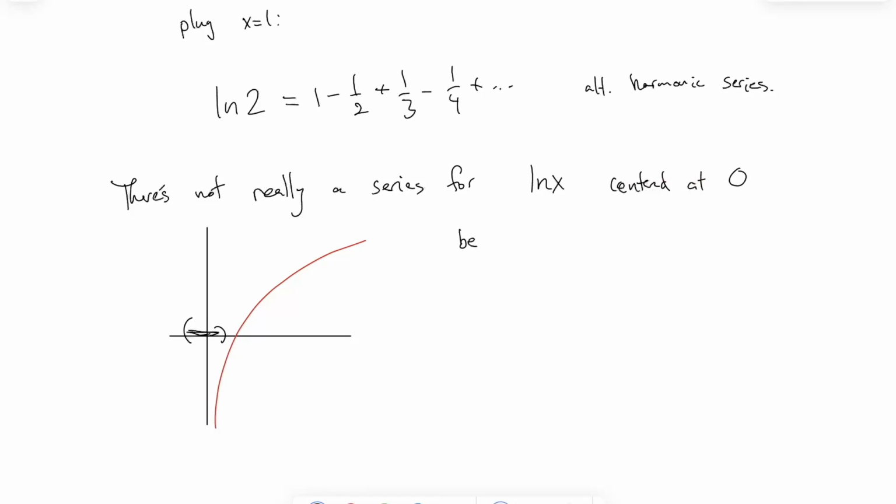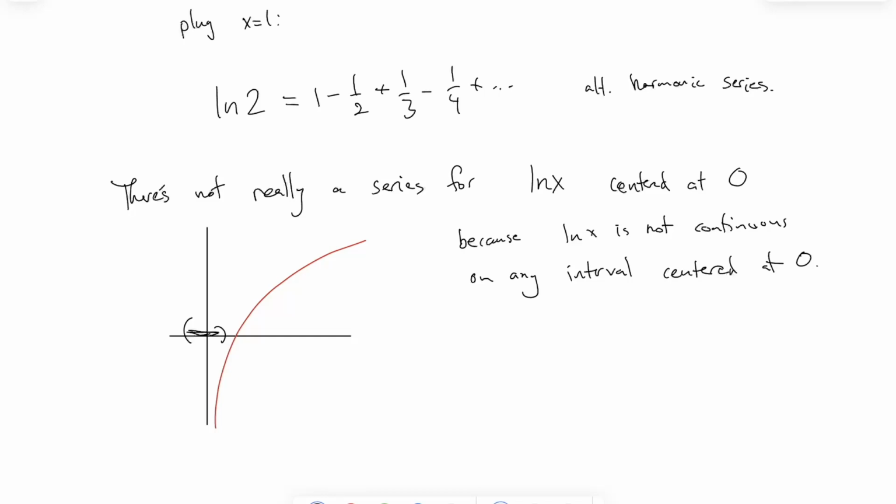This is because ln of x is not continuous. If I wanted to say more specifically, it's not continuous on any interval centered at 0. Right? The point 0 itself is a vertical asymptote. And so that's why there's no hope of making a series centered at 0 for ln of x.